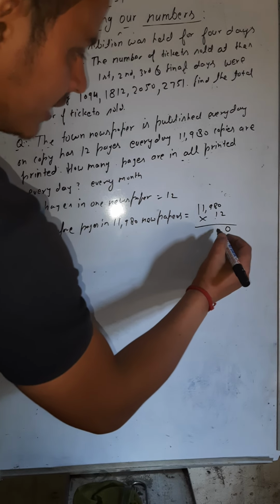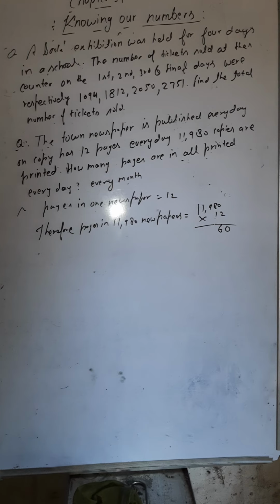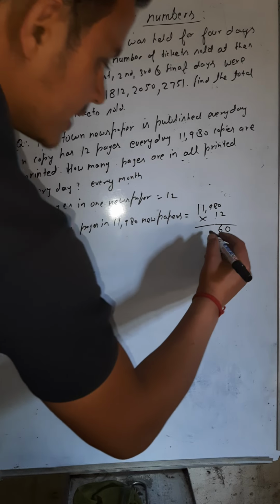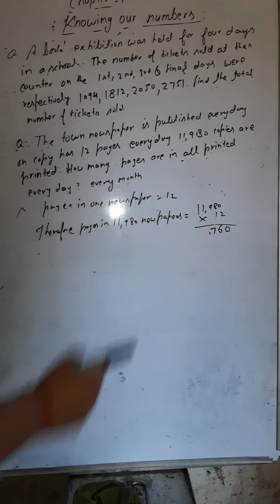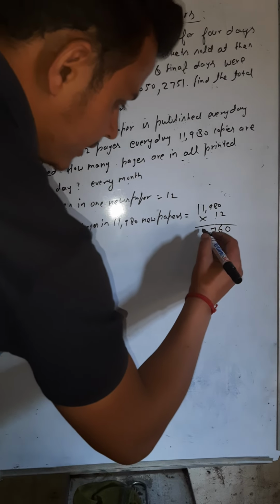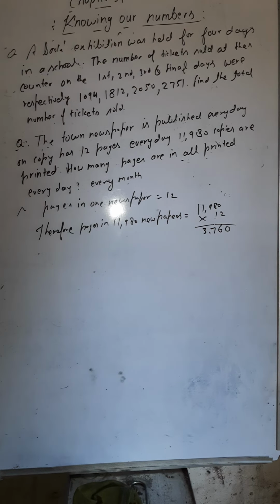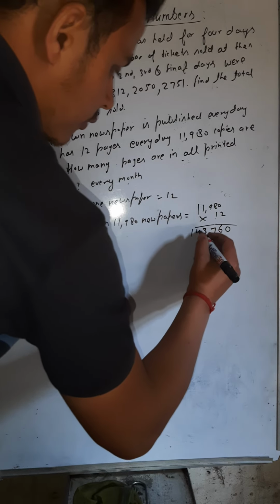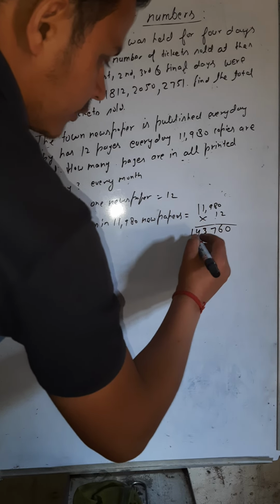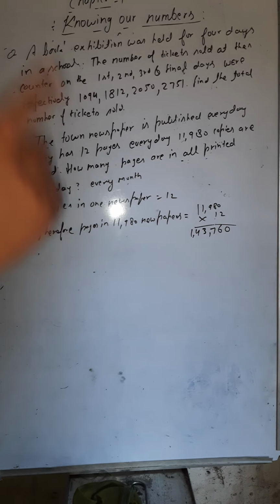12 times 0 is 0. 12 times 8 is 96, carry 9. 12 times 9 is 108, 108 plus 9 is 117, 7 carry 11. 12 times 1 is 12, 12 plus 11 will be 23, carry 2. 12 times 1 is 12 plus 2, 14. So this many pages are being printed in one day.